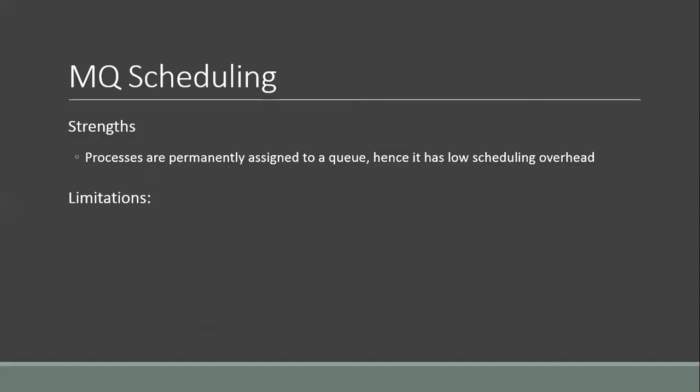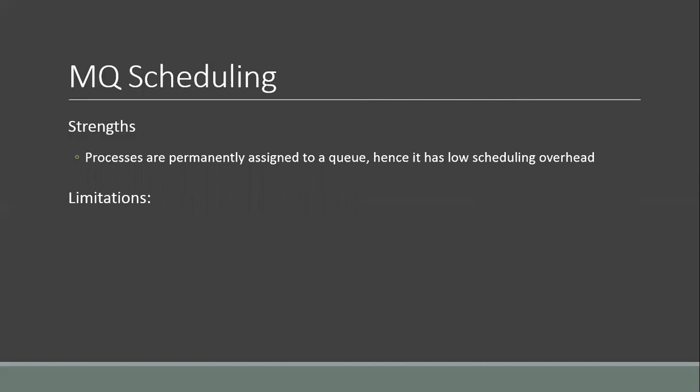So what are the strengths and limitations of multi-level queue scheduling? In multi-level queue scheduling, processes are permanently assigned to a specific queue. Hence, it has low scheduling overhead, because during their lifespan processes don't change the queue. So there is little scheduling overhead.